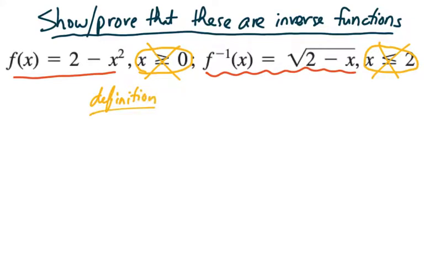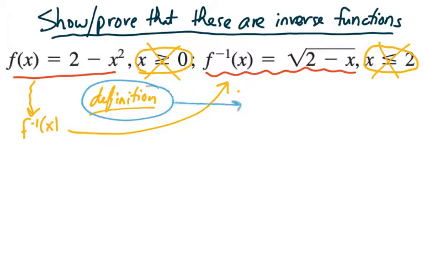What's tempting is, let's just find the inverse of f, and did we get this guy back out? Yay, we did it. But that's actually not the correct way to do that. We actually have to use the definition, which means I need to show that I plug one function into the other. It's going to be the same thing as if I did it the other way around.